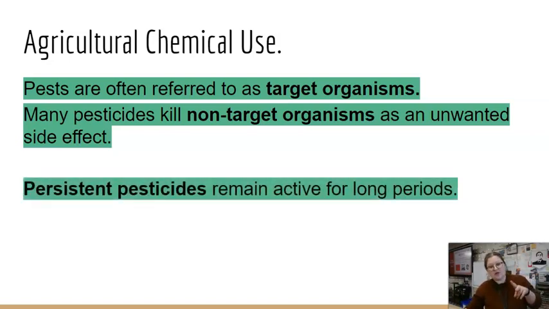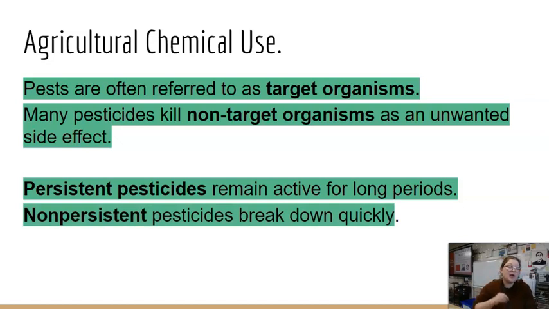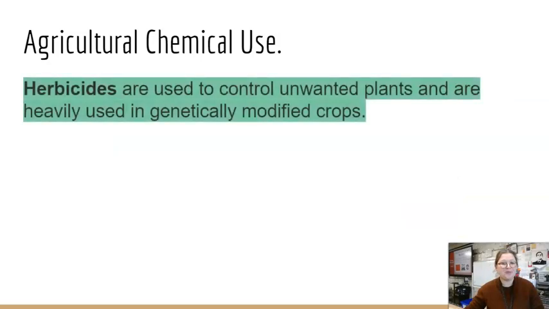So we have target and non-target organisms, and then we have persistent pesticides and non-persistent pesticides. Persistent pesticides remain active for a long time. They are very persistent. They're going to stay there for a while. Non-persistent pesticides break down really quickly. So you spray them on, they kill the thing, and then they're gone, in theory. They break down into less harmful components.